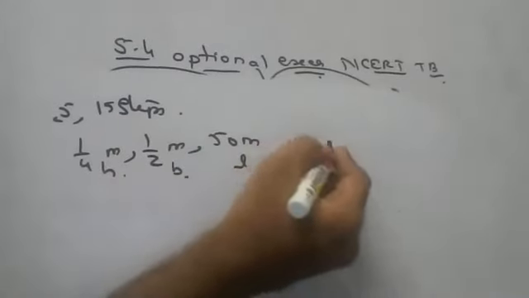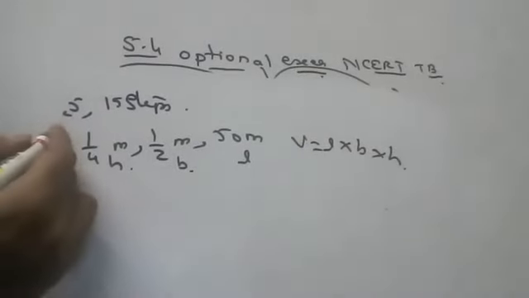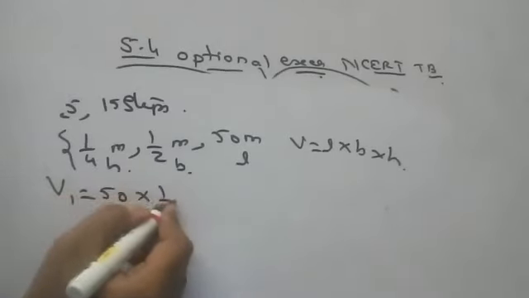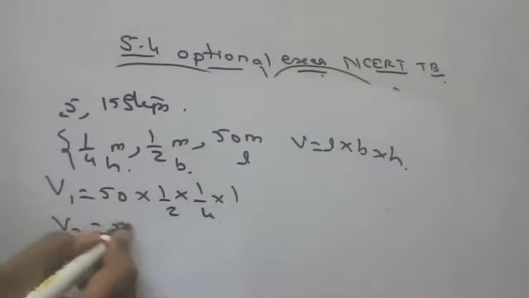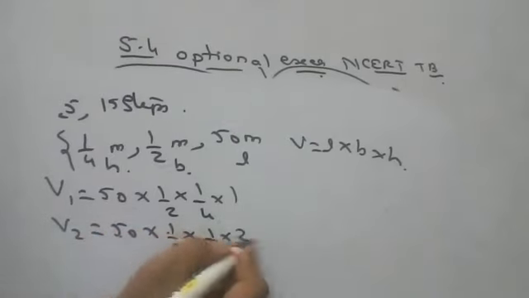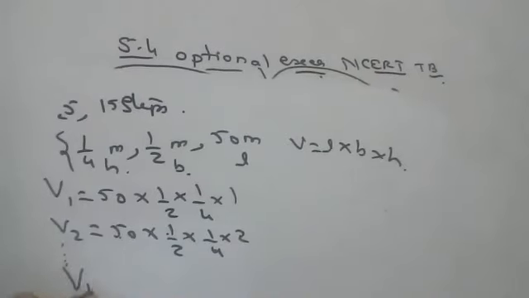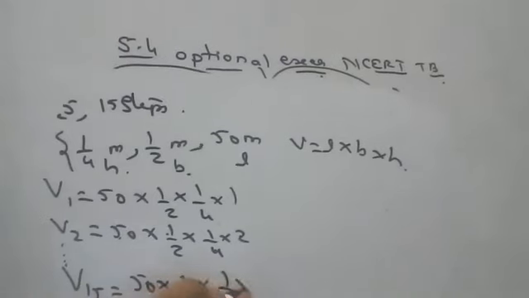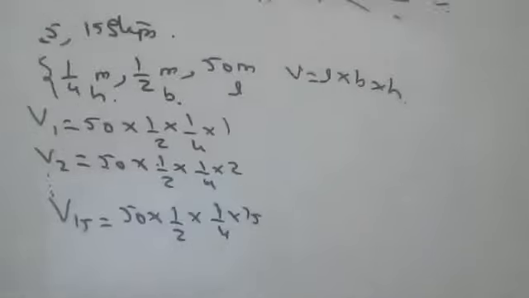Volume is what, children? Length into breadth into height. What is the volume of 15 steps? This is first step volume. Volume of first step is how much, children? 50 into 1 by 2 into 1 by 4. One step only. So second step volume, children, 50 into 1 by 2. Length and breadth won't change, children. Only height will change. 1 by 4 will come 2 times. Like that, if you keep doing, 15th step will be how much, children? 15 into 1 by 2 into 1 by 4. Only height 1 by 4 will become 15 times.